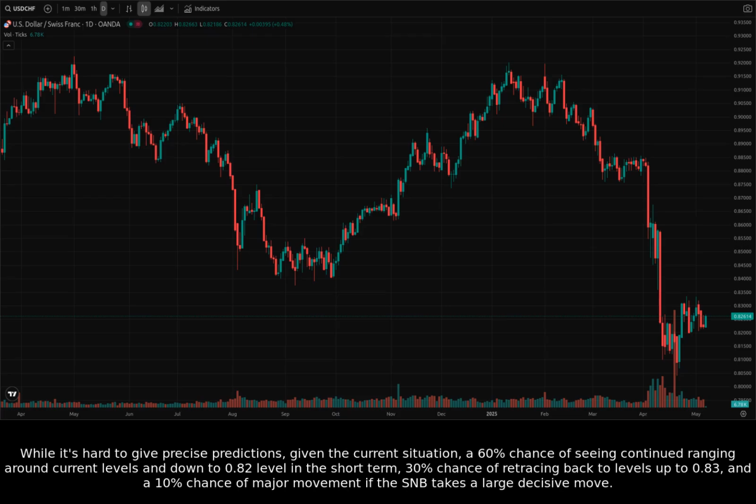While it's hard to give precise predictions, given the current situation, a 60% chance of seeing continued ranging around current levels and down to 0.82 level in the short term, 30% chance of retracing back to levels up to 0.83, and a 10% chance of major movement if the SNB takes a large decisive move.